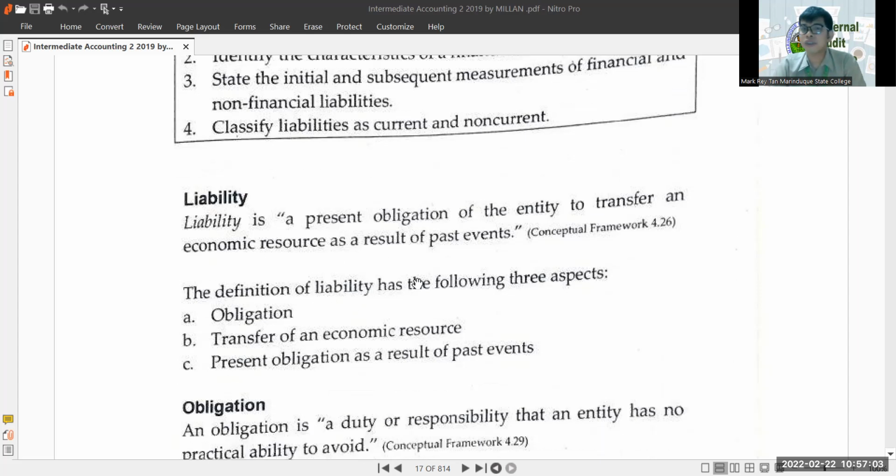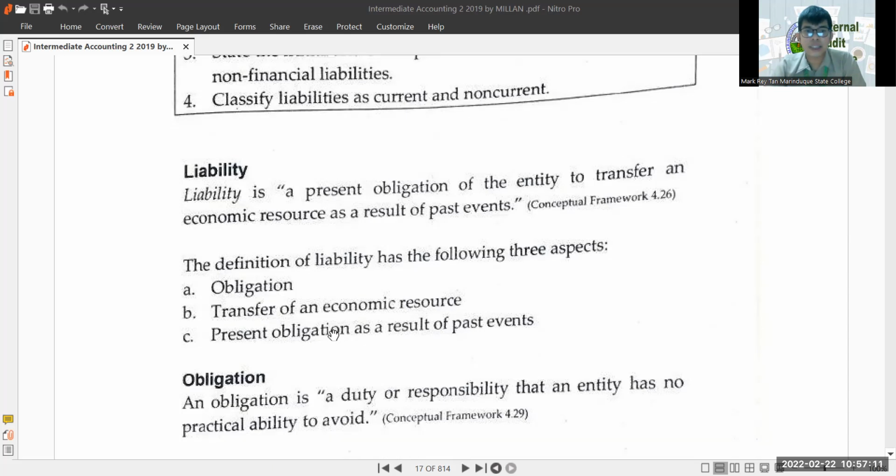So the definition of the liability has the following 3 aspects. So what are these 3? First, it must be an obligation. Second, there should be a transfer of an economic resource. And lastly, that obligation should be a present obligation that is a result of past events. Okay, so isa-isahin natin yung tatlong aspeto ng definition ng liability.